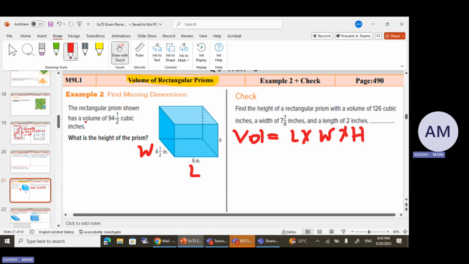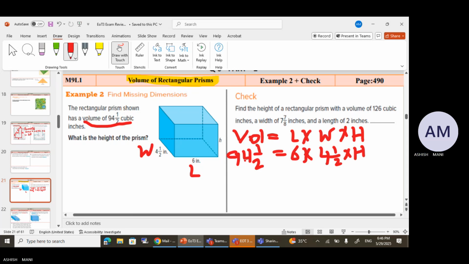So here they have given us the volume, that is 94 and a half. The length is given, 6. The width is given, 4.5. And here we don't have the height. That means we have to find the height. First, convert this mixed fraction into a fraction.